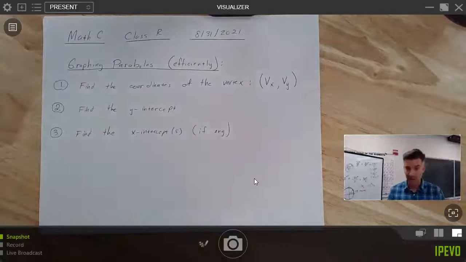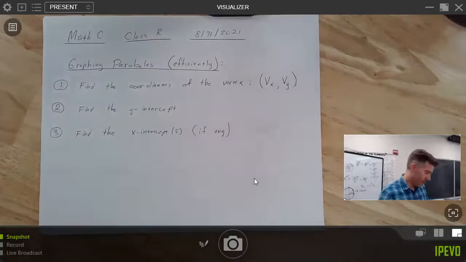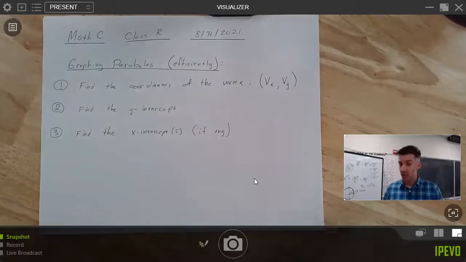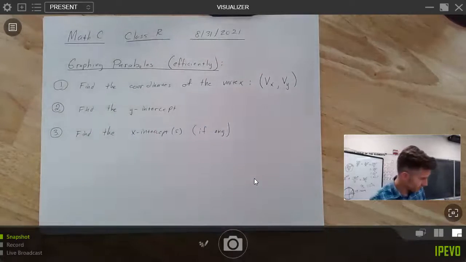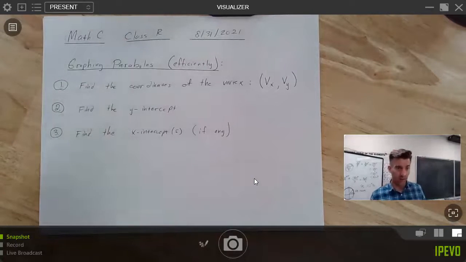And then we're going to find the y-intercept. A parabola will always have a y-intercept. And then we're going to find the x-intercepts if there are any. Sometimes you might only have 1. Sometimes you might have none. A lot of the time you'll have 2. So that's kind of the whole process, and we'll talk about how to find all the things.